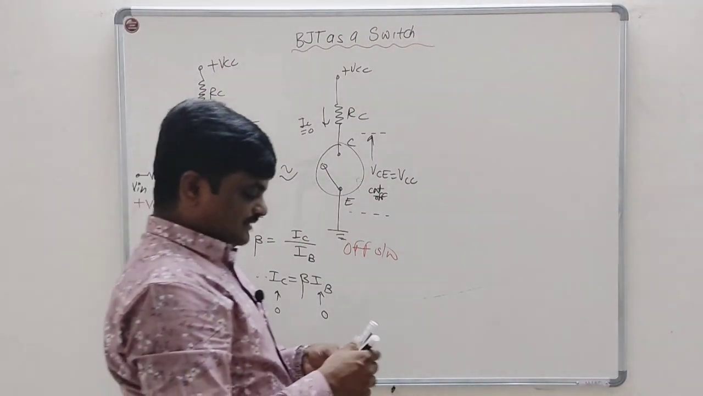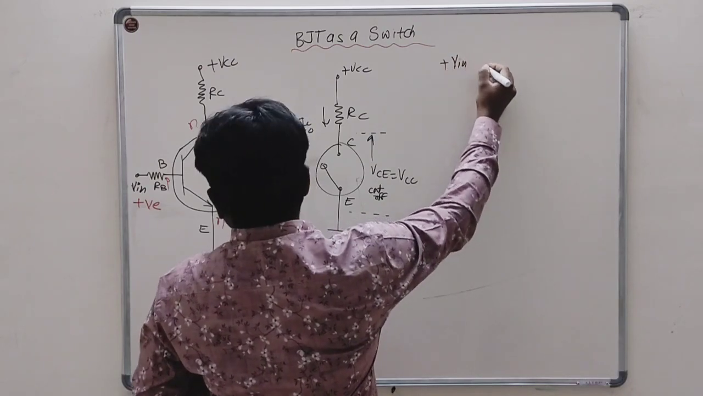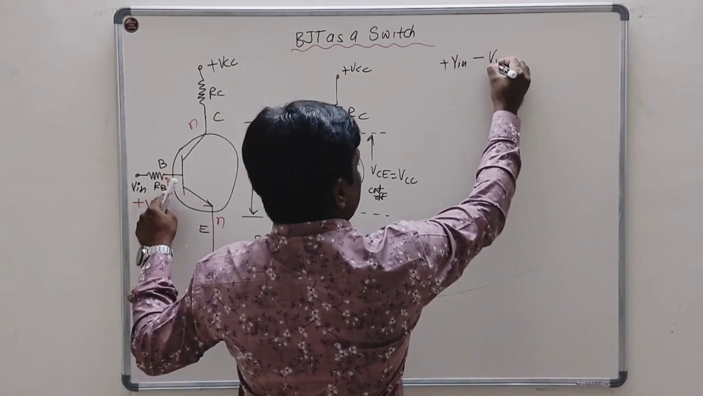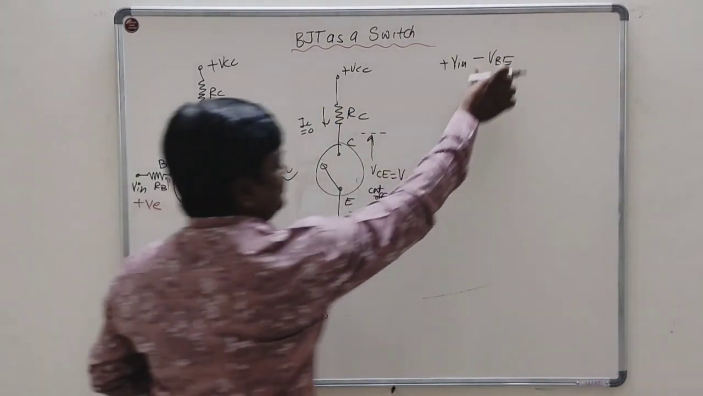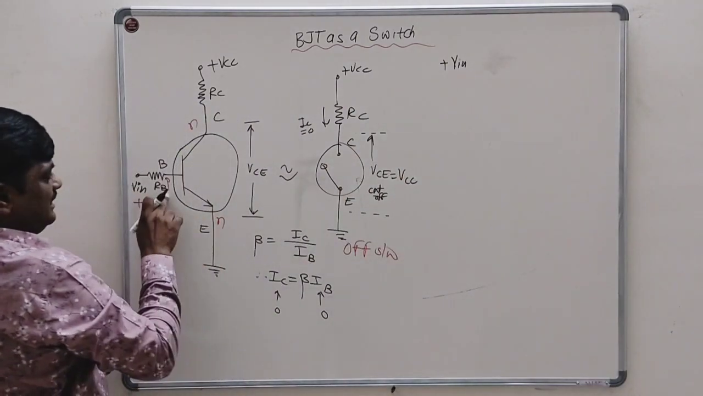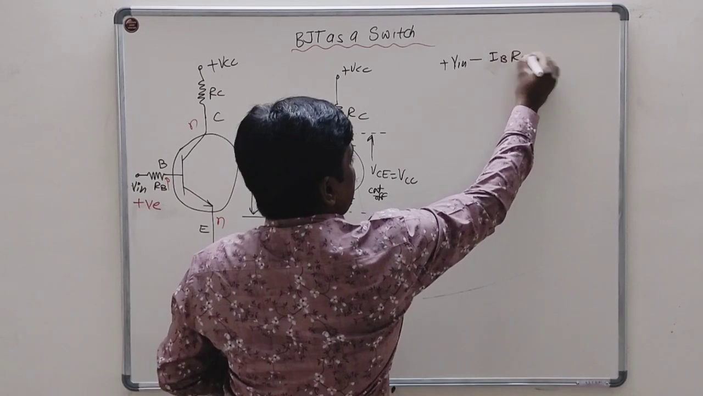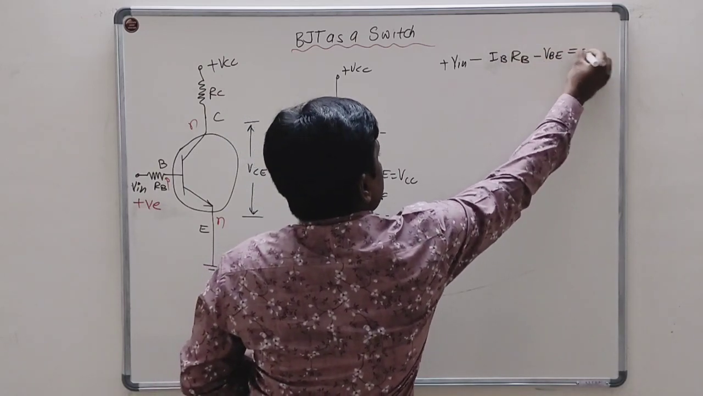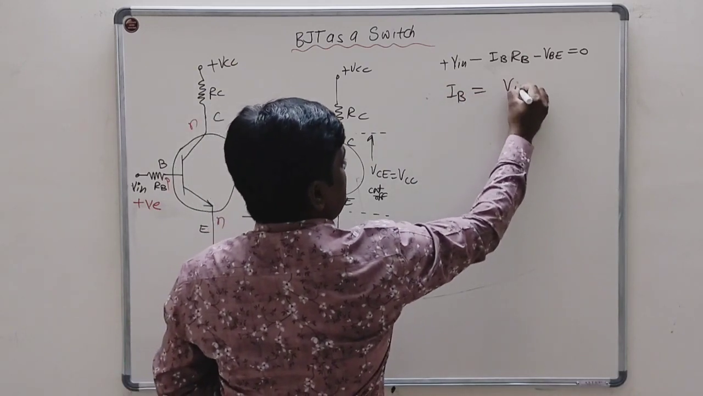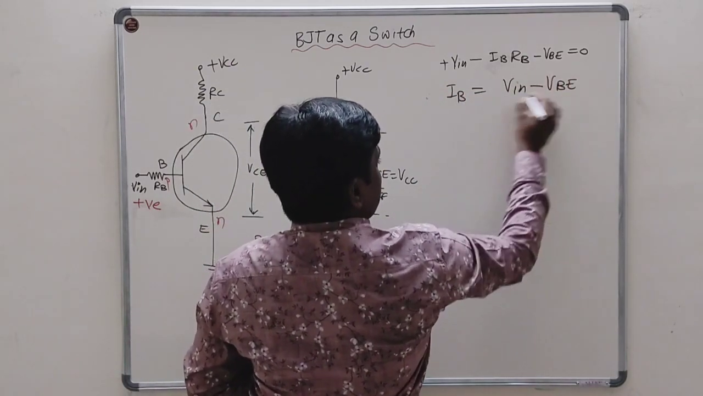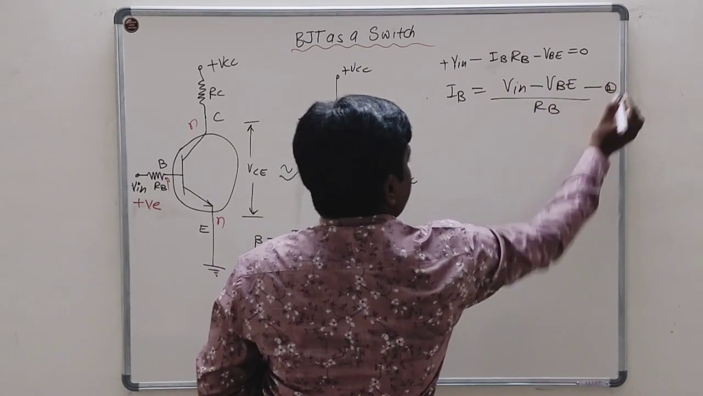So if I apply the Kirchhoff's voltage law to this input loop, that is base emitter loop, we get the equation that is nothing but plus Vin, then minus VBE. Before that, we will have some drop across this RB. That is nothing but minus IB into RB minus VBE is equal to 0. Hence, the value of IB is equal to Vin minus VBE divided by RB. So let us consider this is equation number 1.